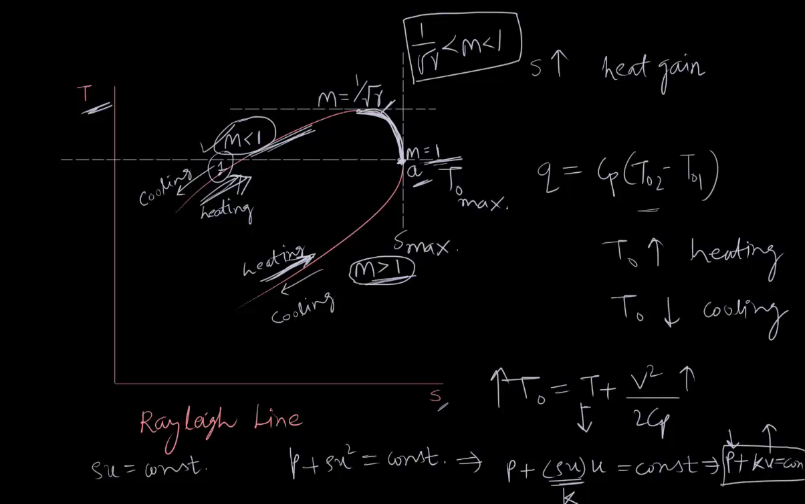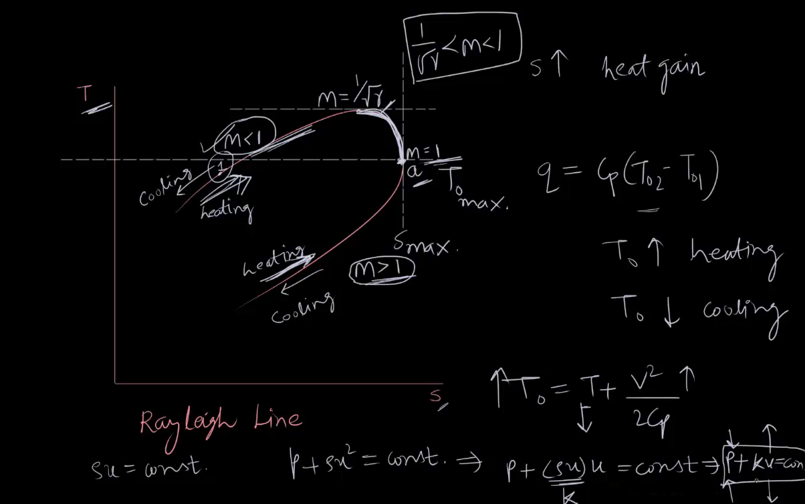But if our flow is supersonic initially and we are adding heat to the flow, we know that its Mach number decreases and hence its velocity is decreasing. Velocity is decreasing, and hence from this equation we can conclude that its static pressure will increase. So if we add heat to the subsonic flow, static pressure decreases, and if we add heat to the supersonic flow, its static pressure will increase.